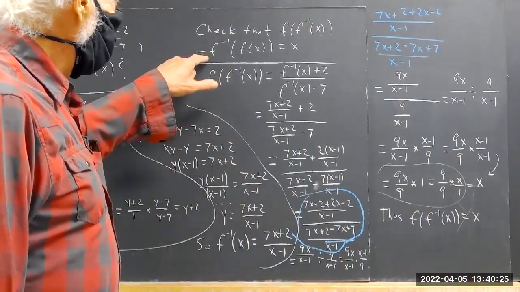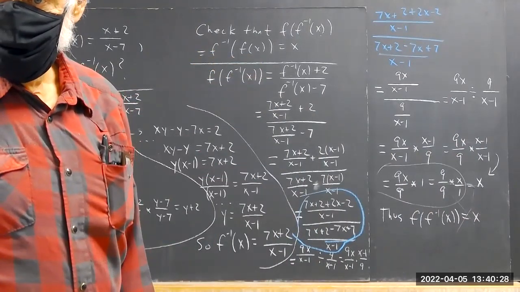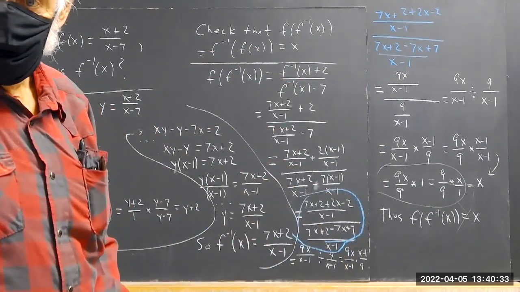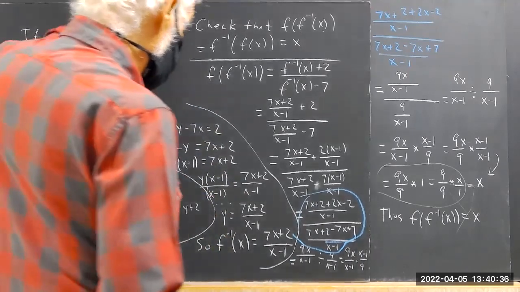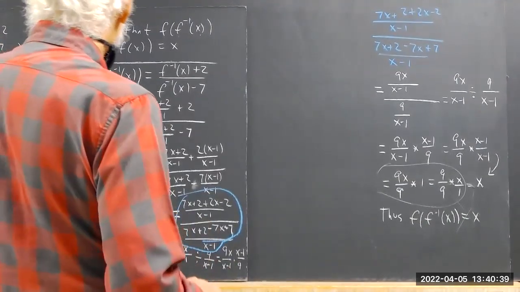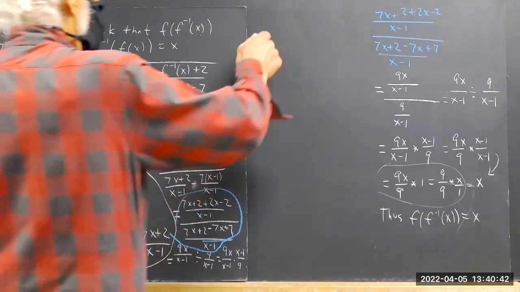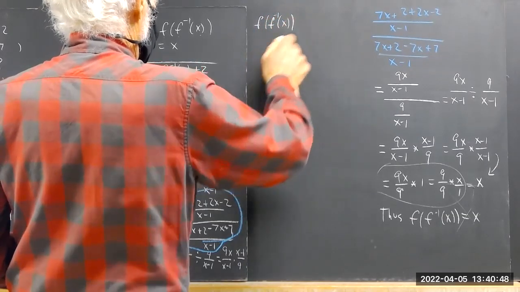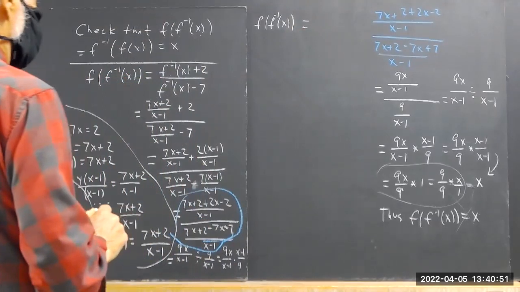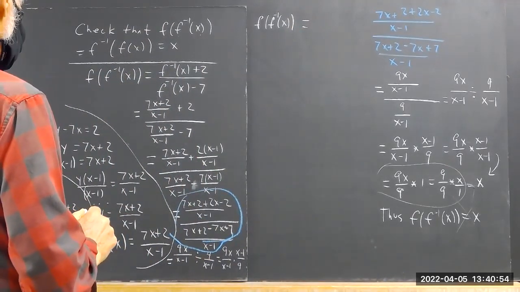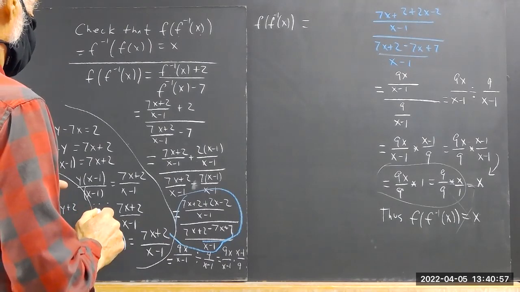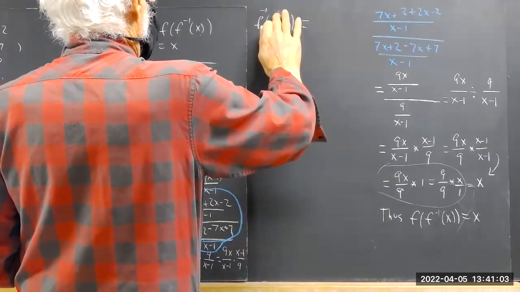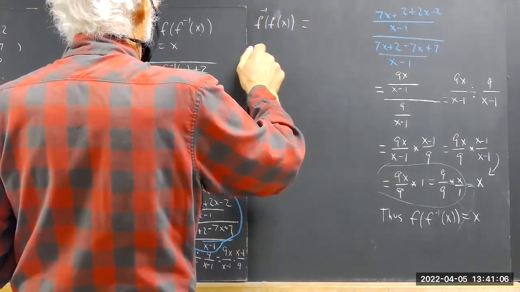Now you also need to do f inverse of f of x equals x. So I'm going to write out the expression for this, but I'm not going to go through all the details. I'm just going to claim that it equals x, and then suggest to you that you might want to work that out to be sure you knew the algebra. So f of f inverse of x equals. Wait, I did f of f inverse, didn't I? Yeah. Sorry, f inverse of f of x equals.